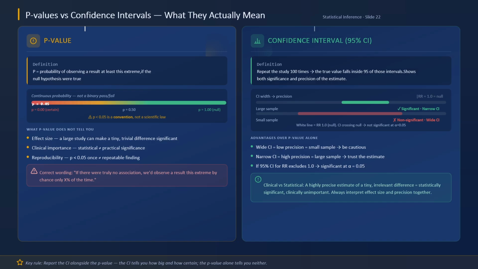If the 95% confidence interval for a risk ratio excludes one, you're significant at alpha of 0.05. Width tells you precision. Wide interval, small sample, be cautious. Narrow interval, large sample, trust the estimate. The rule: always report the confidence interval alongside the p-value. The confidence interval tells you how big and how certain. The p-value alone tells you neither.